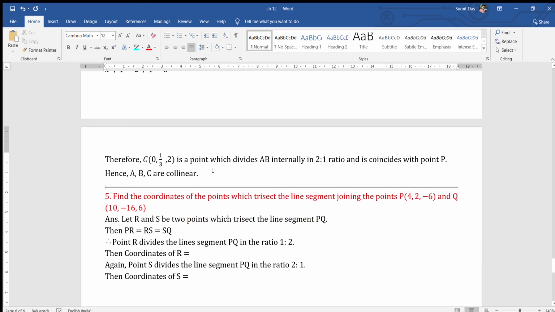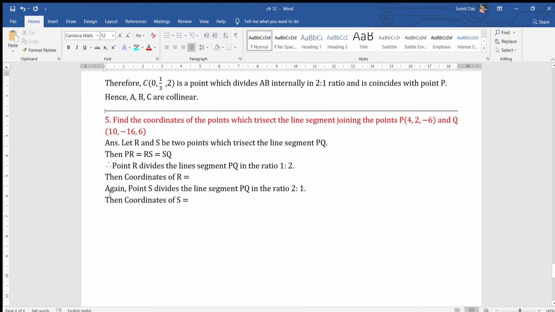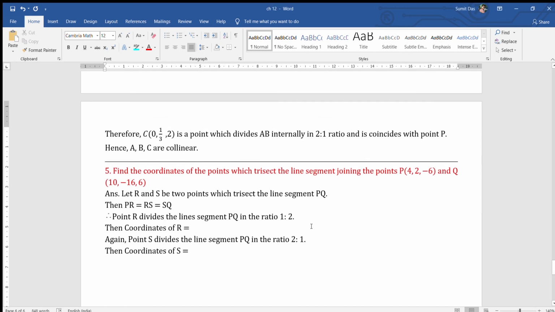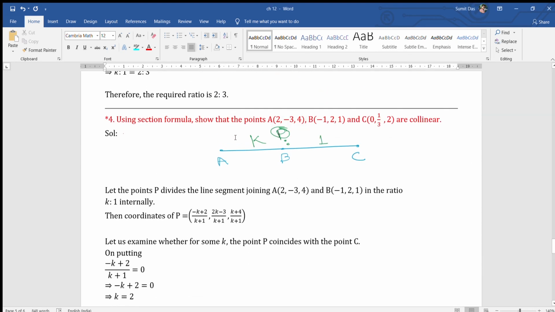Is it clear? Then, sir, why compare P and C, not P and B or P and A? Look, we took P dividing A and B in k is to 1 ratio. When we say P is dividing in k is to 1 ratio, that means P must not be A or B.